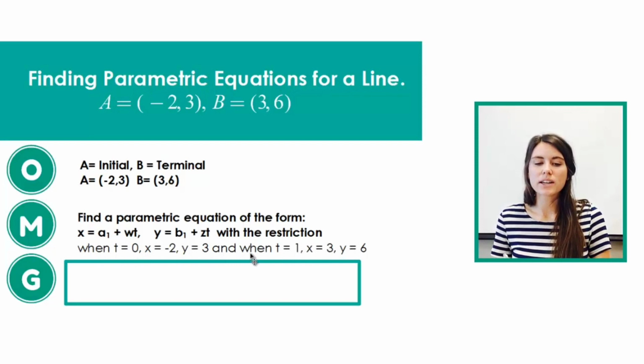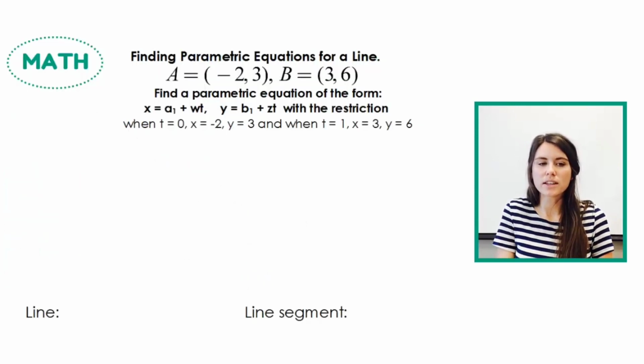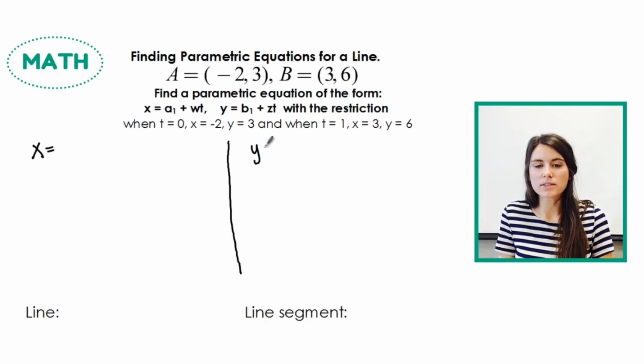And these numbers, the 0 and 1, will always be the case in every textbook I've looked at. We're trying to figure out that line between those two parameters of 0 and 1. Our game plan for doing this is just going to be to use these formulas. As we go through and write this, the first thing I'm going to do is separate this. I need to make an equation for x equals and for y equals.